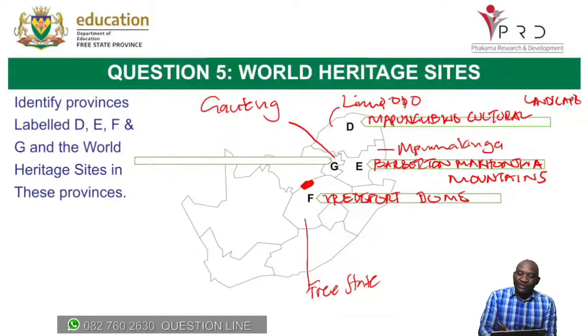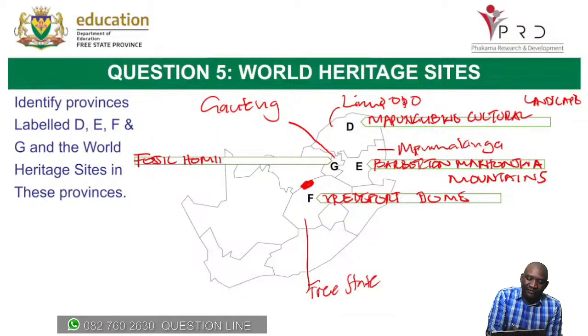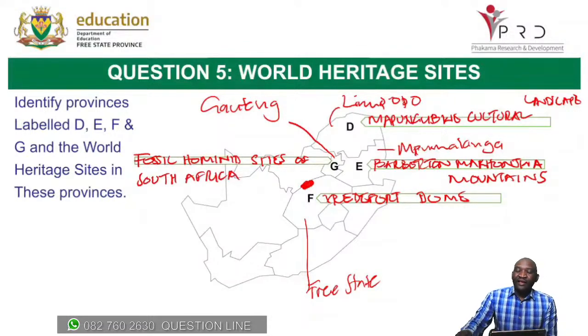Right, and then the last one, which is Gauteng. What did you write down? This is the Fossil Hominid Sites of South Africa. Right, there we go, boys and girls.